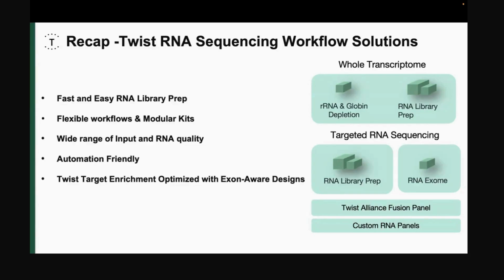It is automation friendly. And also we can do Twist target enrichment optimized with exon-aware design. In that case, we can create Twist custom panels, especially in the field of oncology for fusion detection. As well as that, we believe in collaboration, so we also have the Twist Alliance fusion panel together with CeGaT.